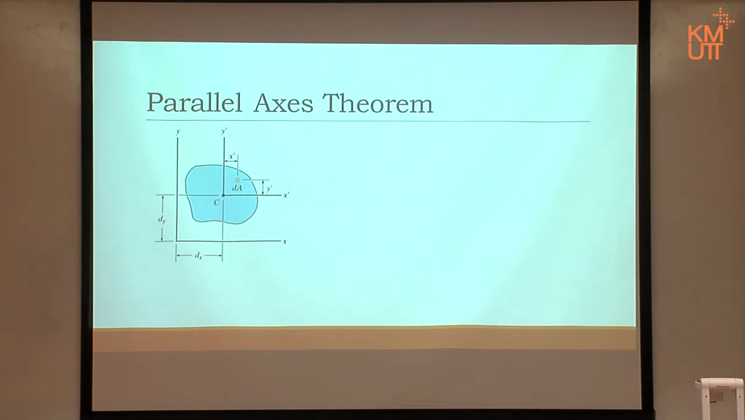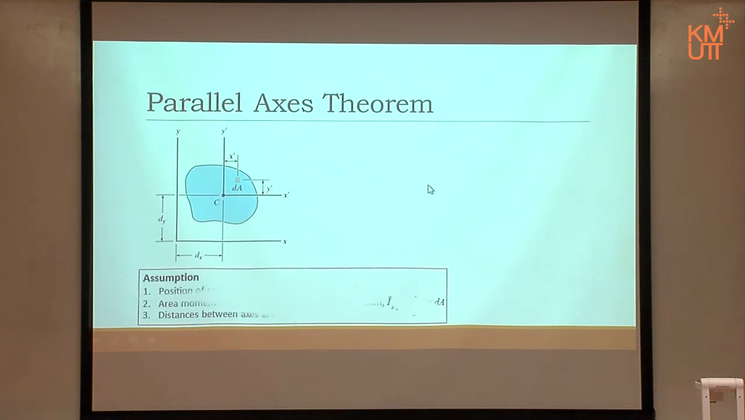Okay. Similar. Let's assume certain thing. This is similar to what we have done for Ix. Okay. The idea will be the same. Let's say we know the centroid. We know the Ixy about x prime y prime, which we will call Ix prime y prime bar. Okay? Again, it is the product of inertia with respect to the axis that goes through the centroid. Okay? Of course, by the definition, it will be x prime y prime dA.